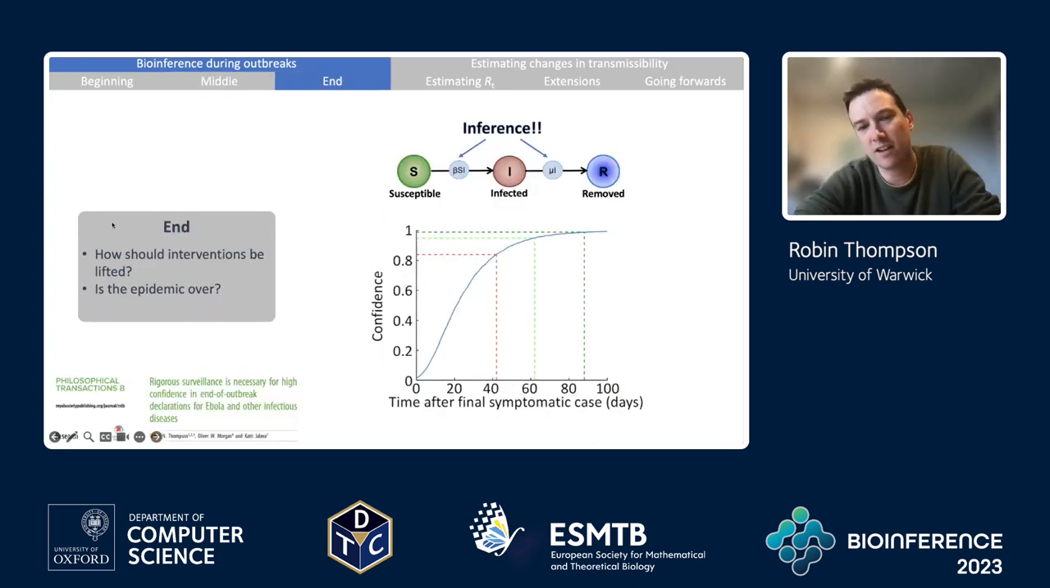Okay, and then at the end of an infectious disease outbreak, we're interested in questions like how can interventions be lifted and is the outbreak over? This figure in the bottom right is some work that we did on Ebola virus disease. Specifically, what this graph shows is the probability that an Ebola virus disease outbreak is over as a function of how long it's been since you last saw a case. So specifically, of course, if you wait for 100 days and you haven't seen a case for the last 100 days, then you can be pretty certain that the outbreak is over and that there aren't going to be any more Ebola cases.